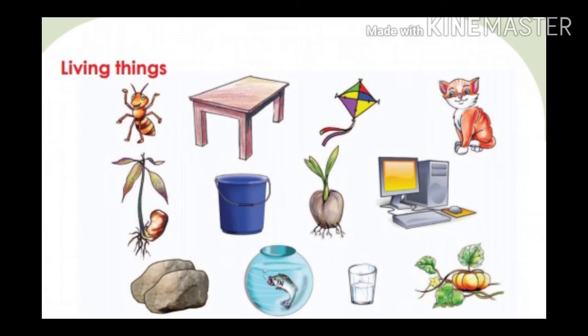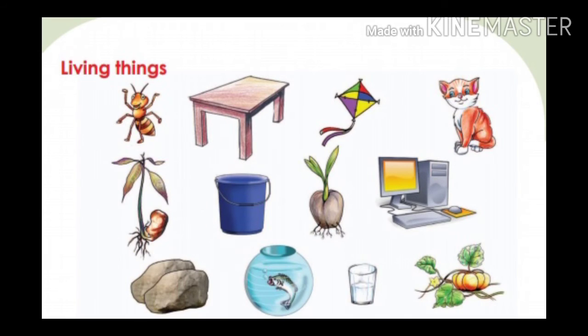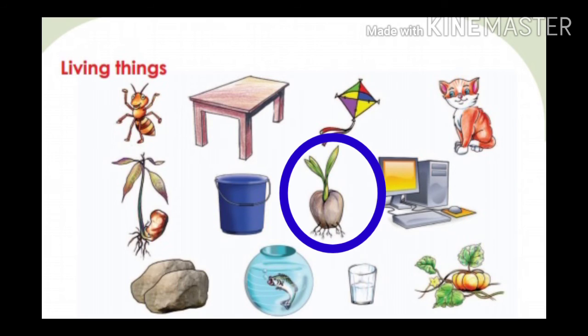Let's draw a circle around the living things. The first one is an ant. It is a living thing. Next, a table. It is a non-living thing. Kite, non-living thing. Then cat. It is a living thing. Then a mango tree, living thing. Bucket, non-living thing. Coconut tree, living thing.